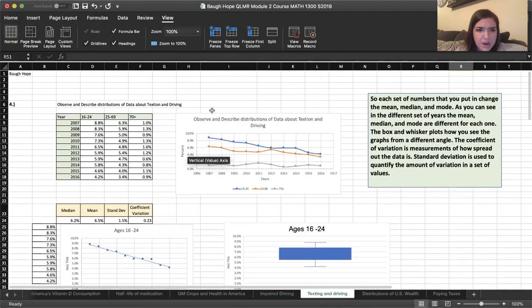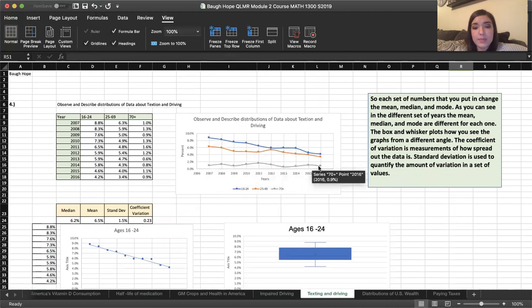So right here we're going to be talking about mean, median, and mode, and the age brackets. As you can see here, over the years it's pretty much been going down, except for the 70 plus. They have been very gradual, about the same. It's gone up and down a little bit, but not much. So it's gone from like 1% to 0.9. So it's just been very slight.